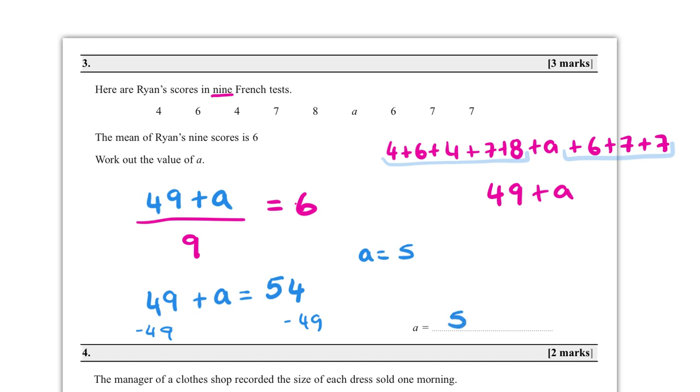Amazing. So like we said earlier, if the mean of the 9 scores is 6, that means whatever we divided by 9 equals 6, so this part must equal 54. That's how we got 49 plus A equals 54, because 9 times 6 is 54, and 54 divided by 9 is 6.